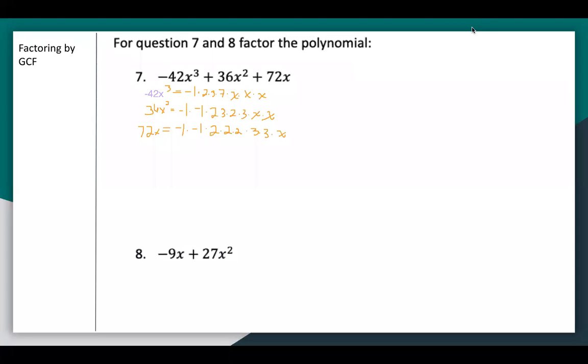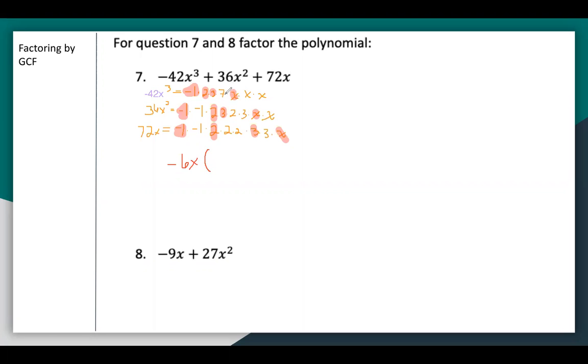Okay. So what is my greatest common factor? Well, again, from the very beginning, we knew we were going to take out a negative 1. So a negative 1 is a part of our greatest common factor. 2 is a part of our greatest common factor. 3 is also part of our greatest common factor. And x is a part of our greatest common factor. So what would be the greatest common factor here? Well, 2 times 3 is 6. Times negative 1 is negative 6. So negative 6x is going to be my greatest common factor.